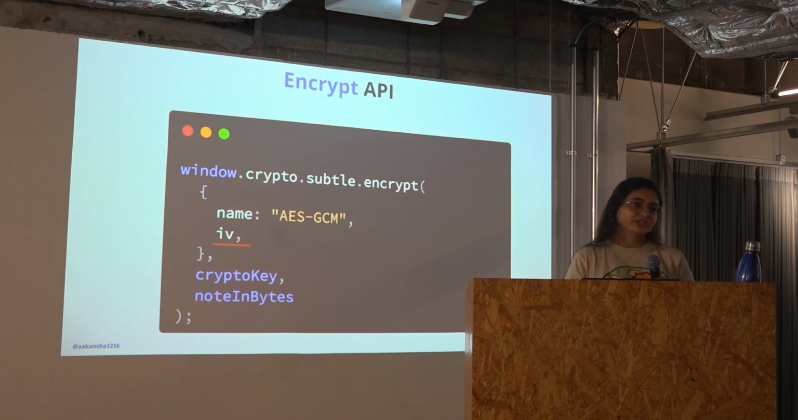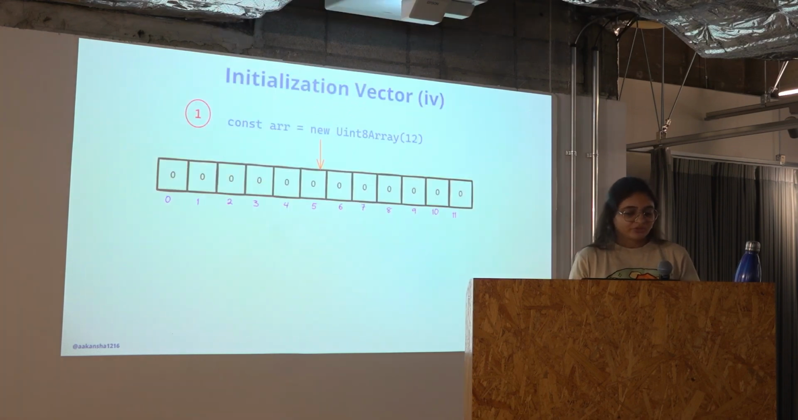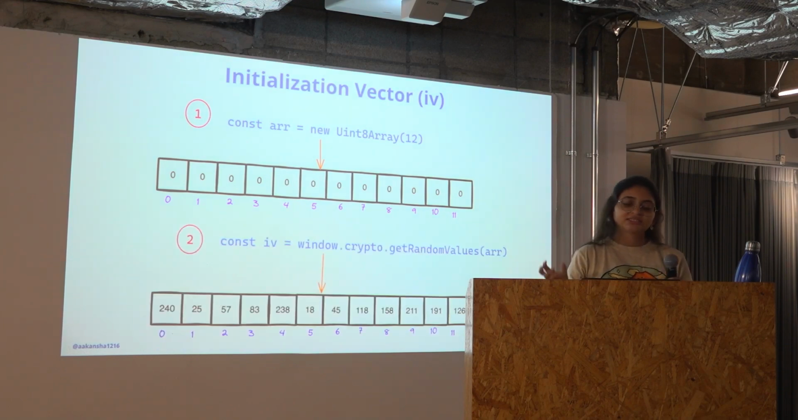So let's look at how you create an IV. IV is nothing but a random set of numbers, that's it. So it's pretty simple to create. Just initialize a Uint8Array with 12 bytes. It gets filled with zeros, and then just fill it with getRandomValues because we are dealing with security.